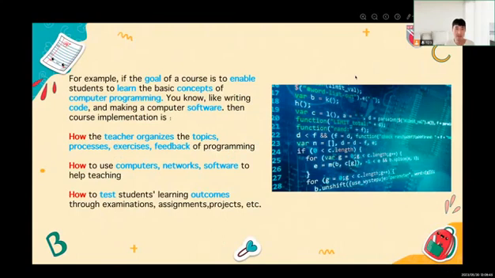So, for example, my undergraduate major is computer science, and my teachers or professors told me how to make computer software and write computer code. So, if the goal of the course is to enable students to learn the basic concepts of computer programming, like writing code and making computer software, then course implementation is how the teacher organizes topics, process, exercises, and feedback of programming, and how to use computers, networks, and software to help teaching. And number 3, how to test students' learning outcomes through examinations, assignments, and so on.